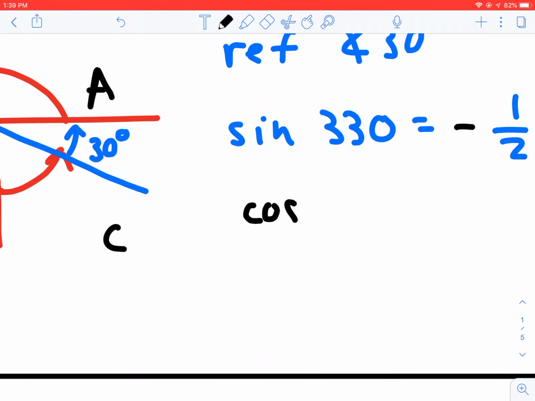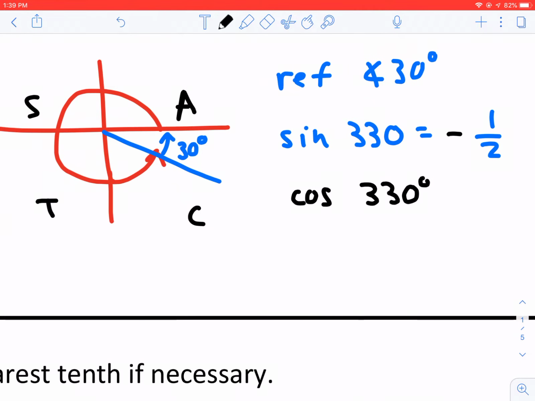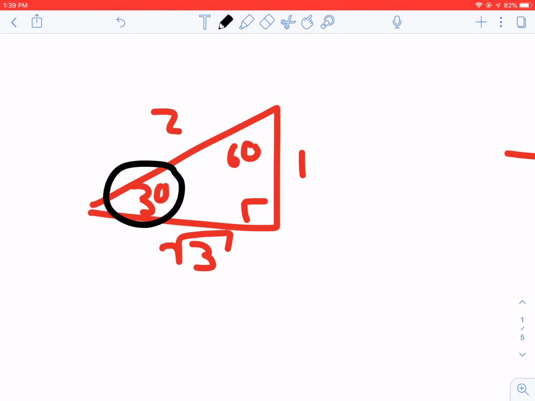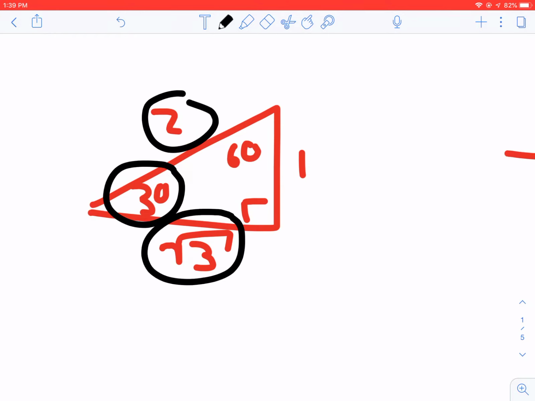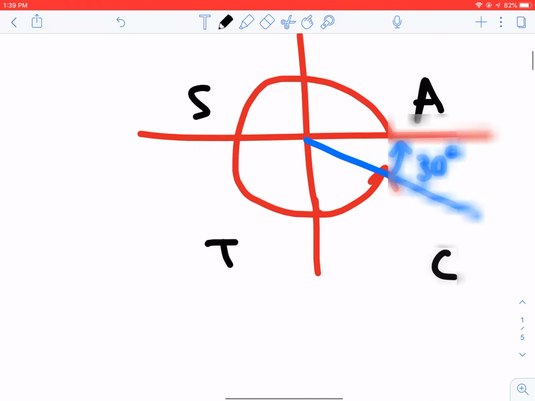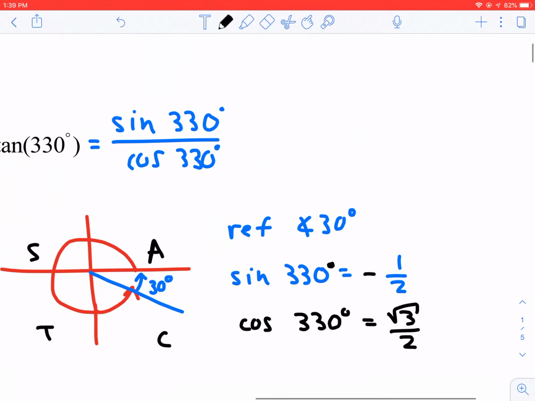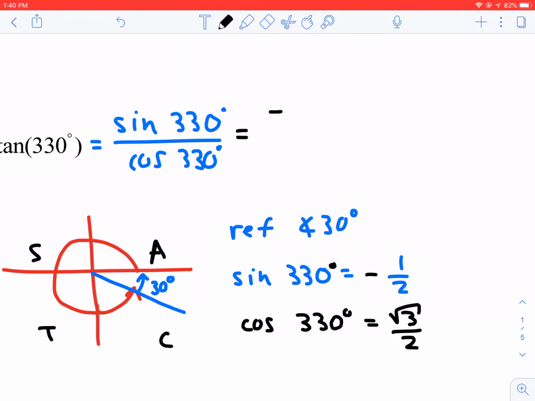And then what is cosine of 330 degrees? Well, again, our reference angle is 30 degrees. So if we look at this triangle, cosine of 30 is radical 3 over 2, adjacent over hypotenuse. And that's going to be positive, so that's radical 3 over 2. So tangent of 330 is equal to negative a half over cosine of 330, which is radical 3 over 2.